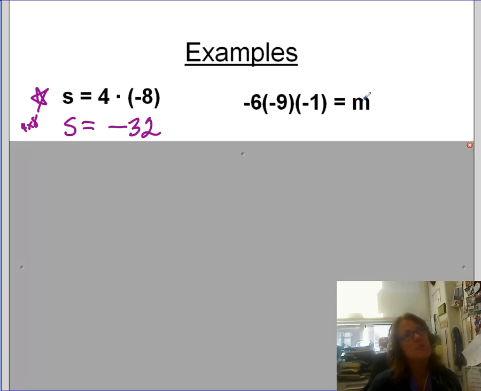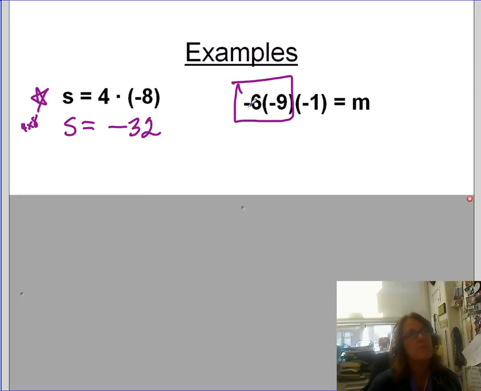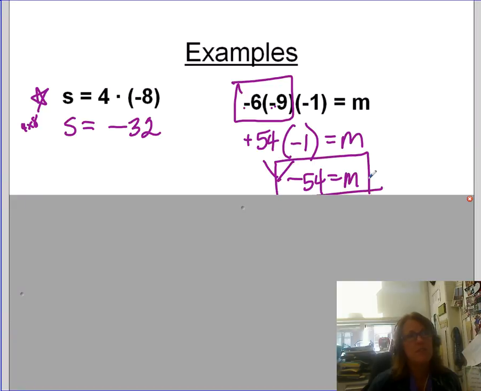Okay, let's look at this one. Now, I'm diving right in here. Hey, the rules apply for two numbers at a time. So let's just do these two numbers together first, okay? Negative 6 times negative 9. These two signs are the same, which means my answer will be positive 54. I now need to multiply that by negative 1. A positive number times a negative number, different signs, you have a negative answer. 54 times 1 is 54. Your final answer is negative 54.